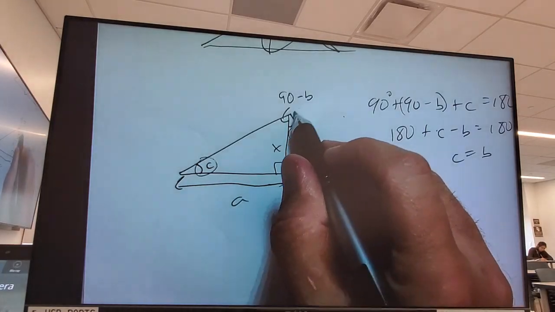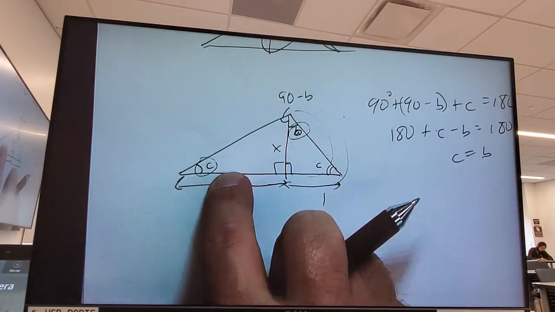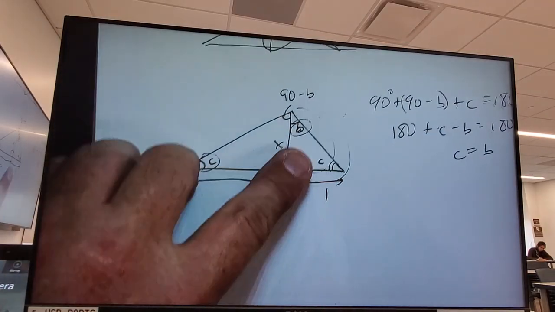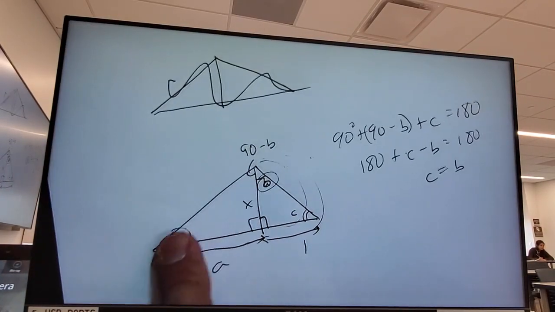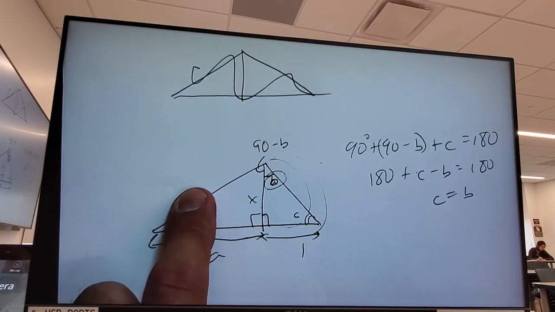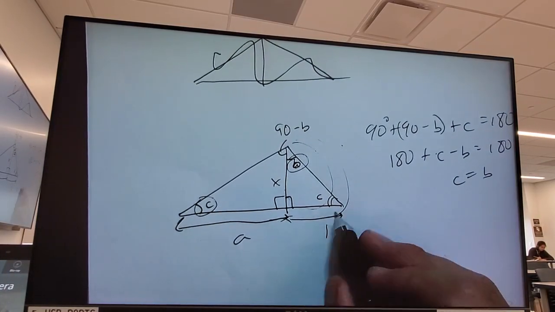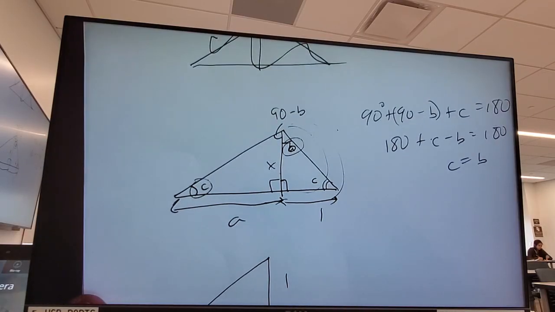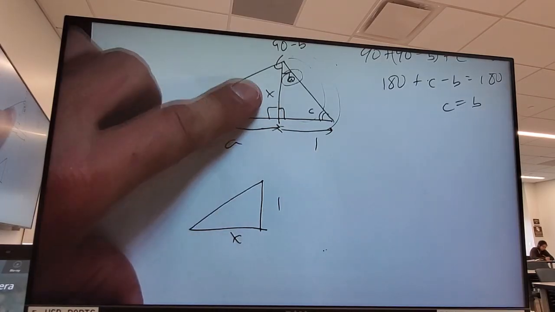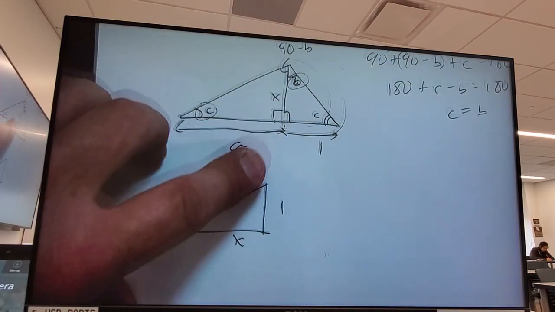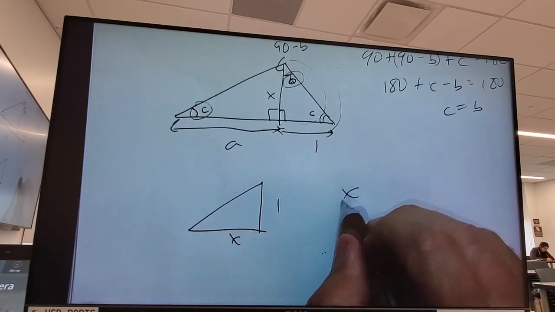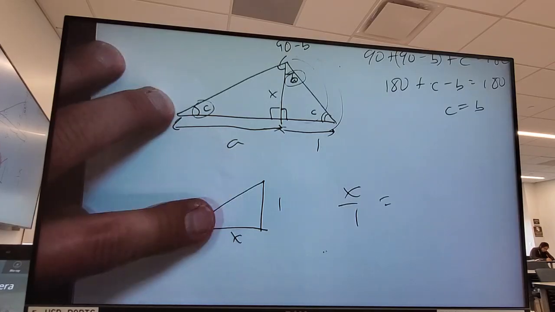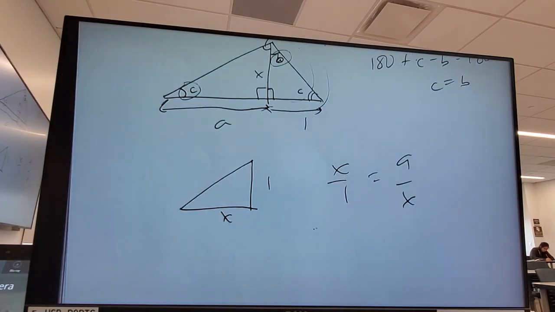Some of you realized if I just rotate this triangle, I kind of get the similar triangle. So if I just rotate this guy, he is this one. Yes? So let me do that. I'm going to take this guy. He's 1 and x. So can you set up ratios now? X is to 1 as A is to X. And then if you cross multiply, what do you get?